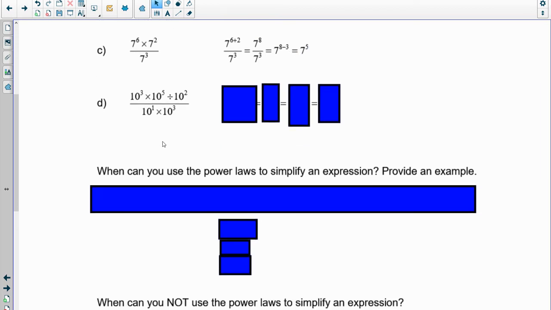A little bit more complicated one. 10 to the 3 times 10 to the 5, we're relating by multiplication, so these will be added. This one's dividing, so this one's going to be subtracting. So I'm going to have on the top 3 plus 5 subtract 2.